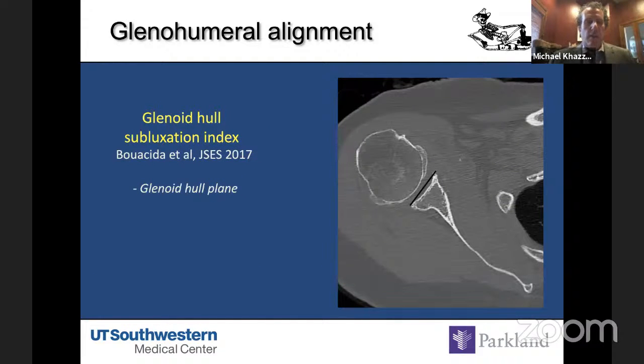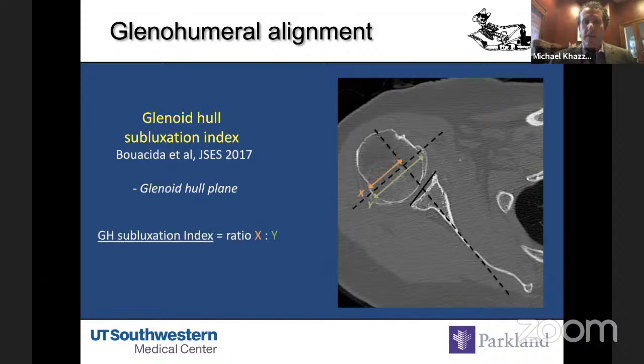Similarly, you can use the glenohumeral subluxation index in a similar fashion. One allows you to use the scapular plane, the other the glenoid vault plane, to assess the position of the humeral head in relation to the center of the glenoid.